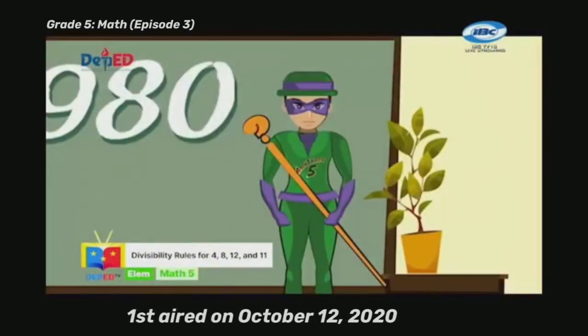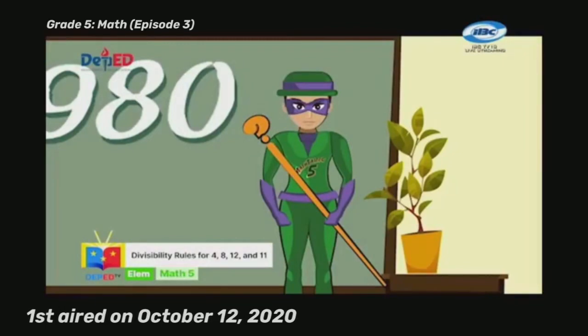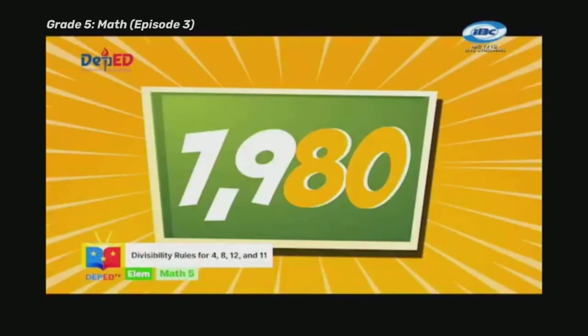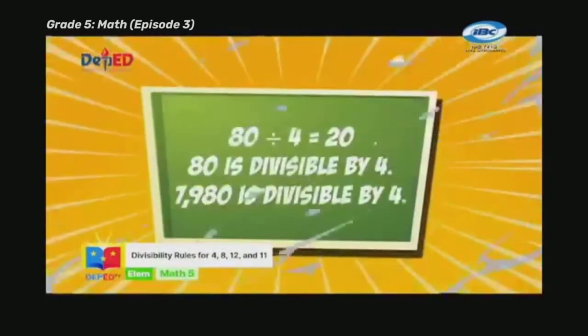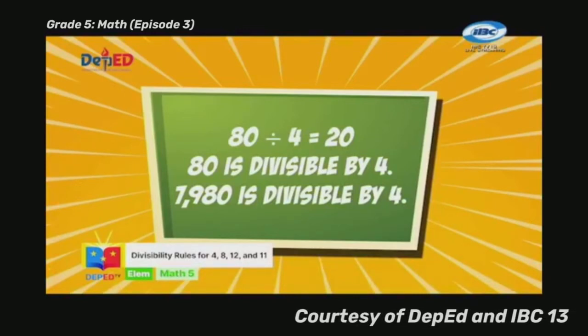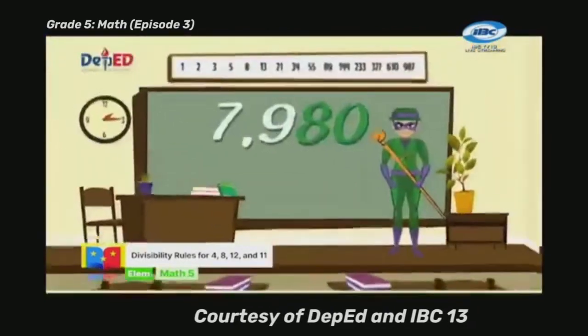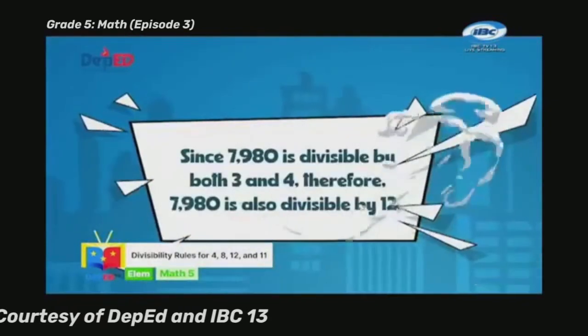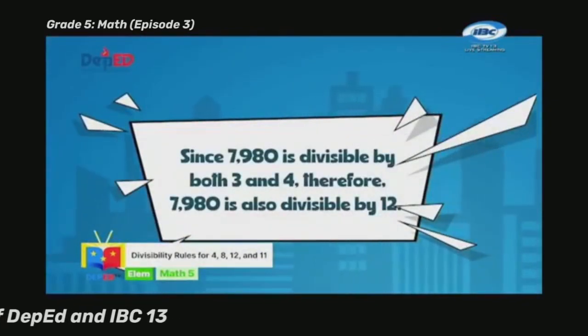Now, let's see if 7,980 is divisible by 4. To check if the number is divisible by 4, let's take a look at the last 2 digits of the number. The last 2 digits of 7,980 is 80. If we divide 80 by 4, the answer is 20. Since 80 is divisible by 4, therefore, 7,980 is divisible by 4. In conclusion, since 7,980 is divisible by 3 and 4, therefore, 7,980 is also divisible by 12.